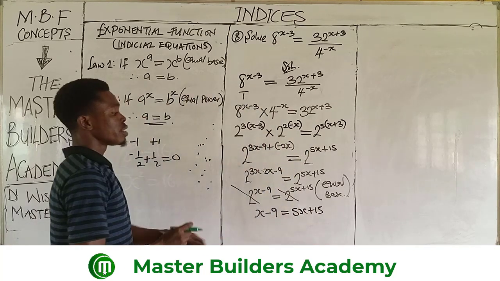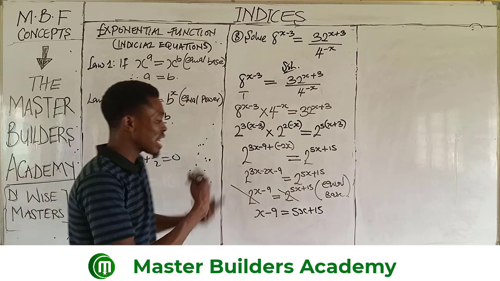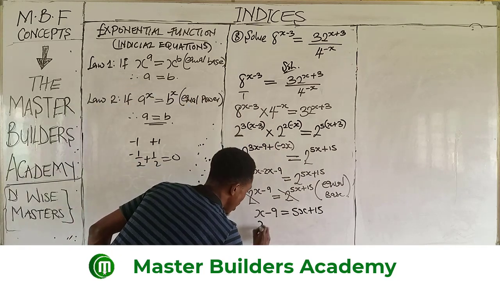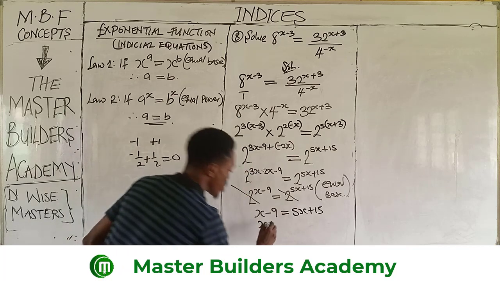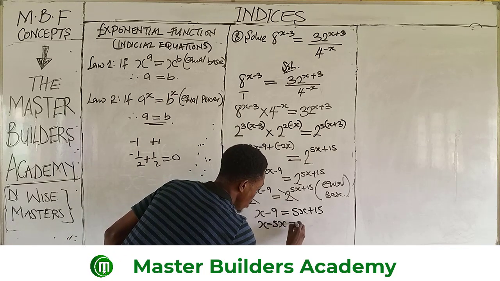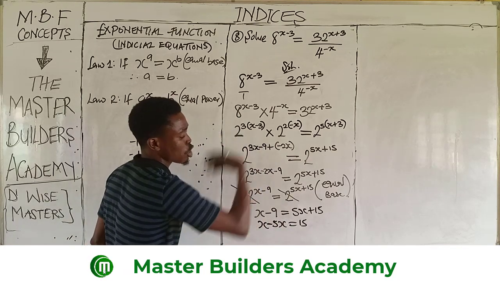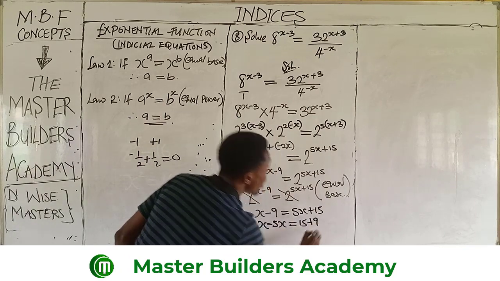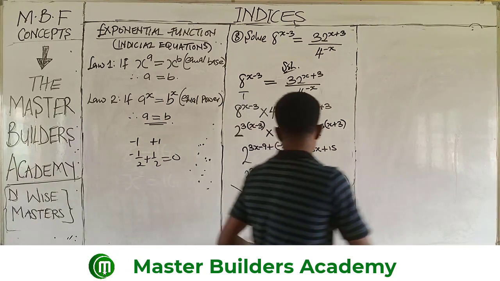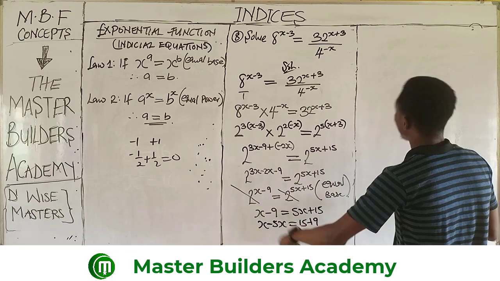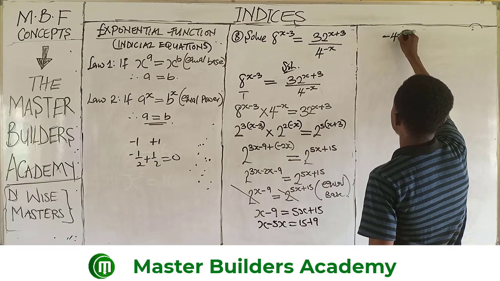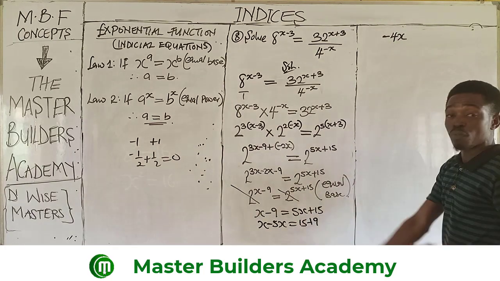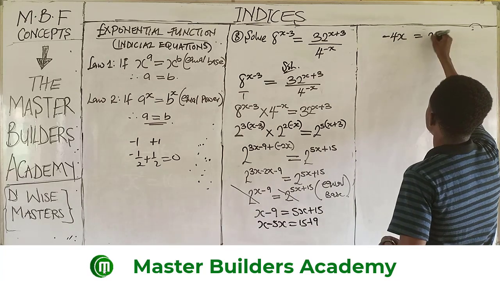And what do we do? This is a linear equation. We simply collect like terms. And this would have given us x. As plus 5x crosses, it becomes minus 5x. Then this is 15. And as minus 9 crosses from left to right, it becomes plus 9. Then finally, when we remove 5x from 1x, this will give us minus 4x. And when we add 9 to 15, this will have given us 24.